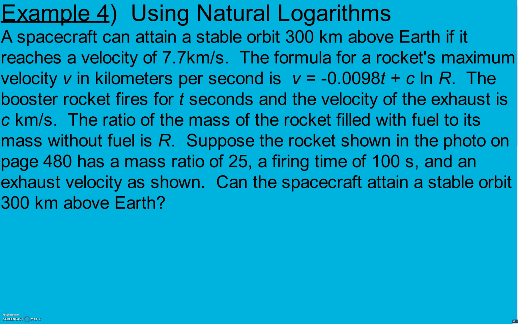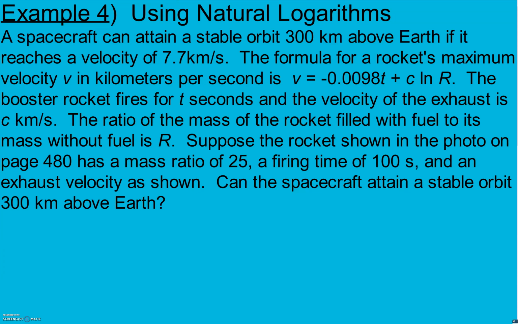7.7 kilometers per second. The formula for the rocket's maximum velocity v in kilometers per second is v equals negative 0.0098 t plus c times ln of r. The booster rocket fires for t seconds, and the velocity of the exhaust is c kilometers per second. The ratio of the mass of the rocket filled with fuel to its mass without fuel is r.